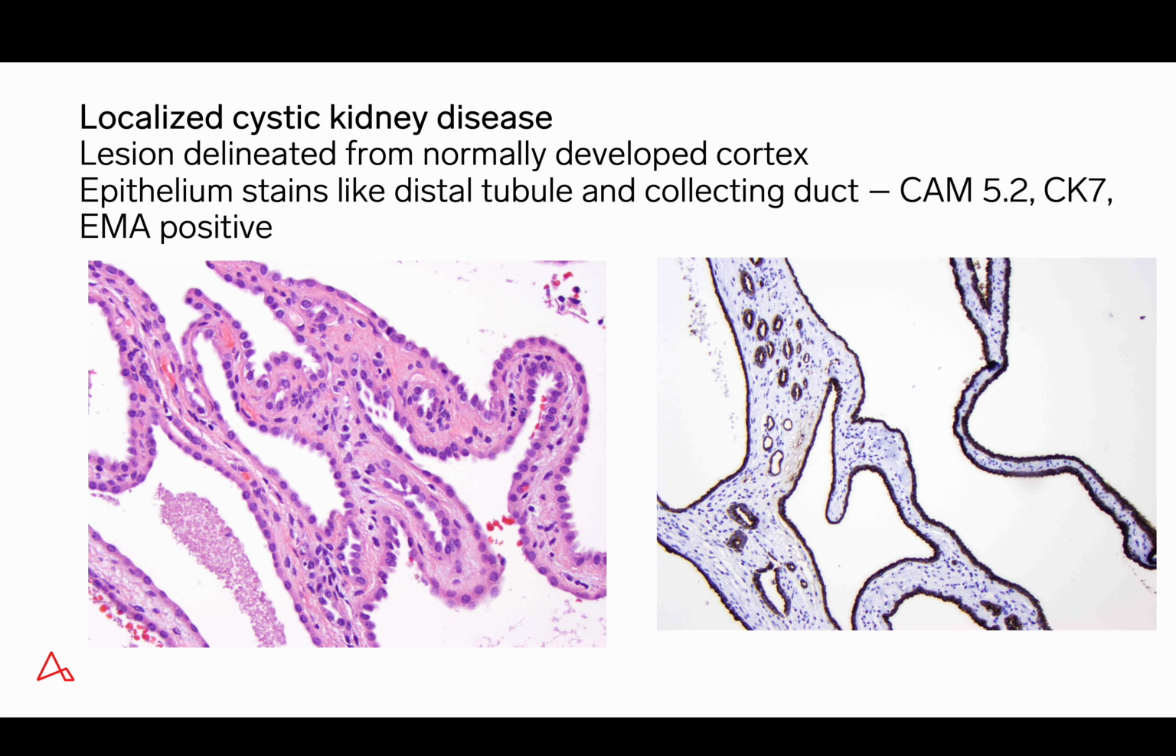If we look at the cyst lining at higher power, it has a quite distinctive appearance. It's lined by a hobnail to low cuboidal epithelium, and when immunohistochemical stains are performed, it marks as a distal tubule or collecting duct phenotype. So it would be positive for high molecular weight cytokeratins, cytokeratin 7, and epithelial membrane antigen.